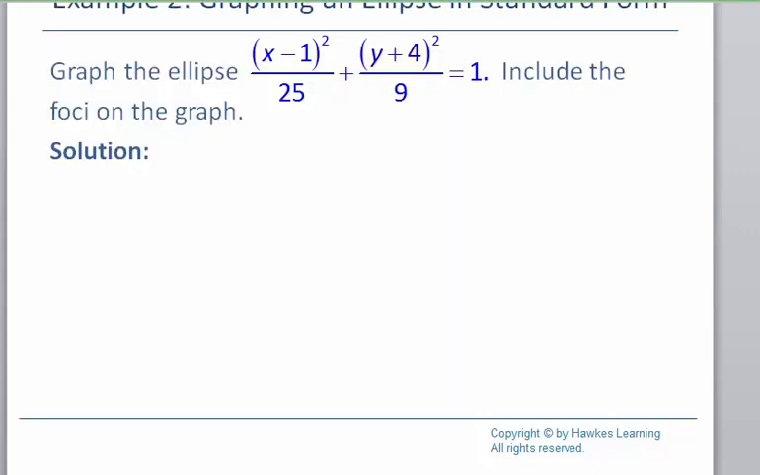Okay, so let's look at a second example. So we have an ellipse formula that we were being asked to graph.